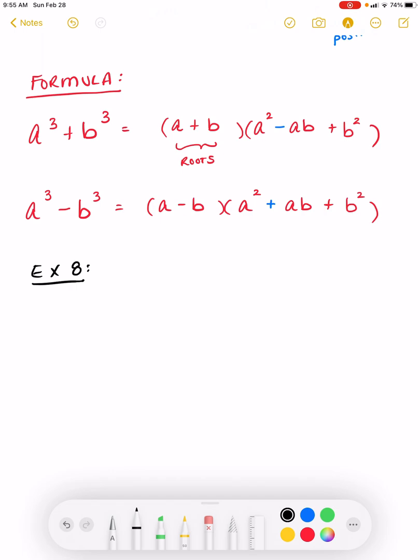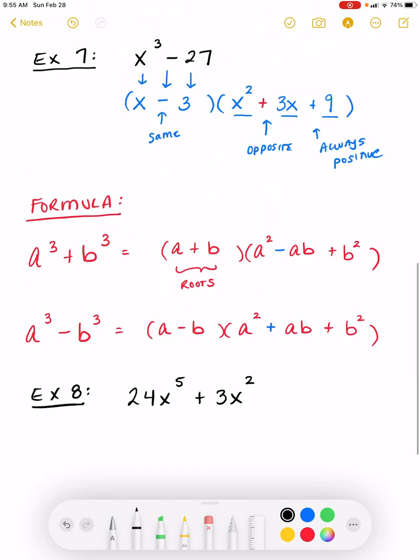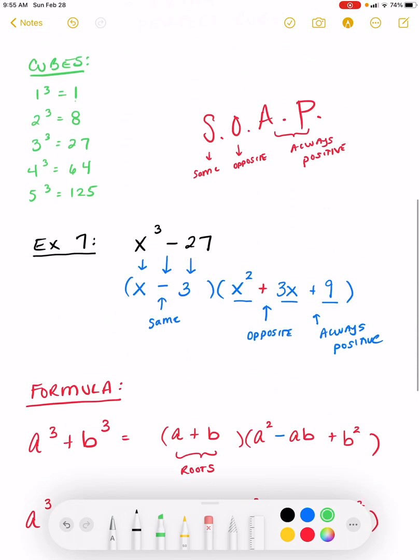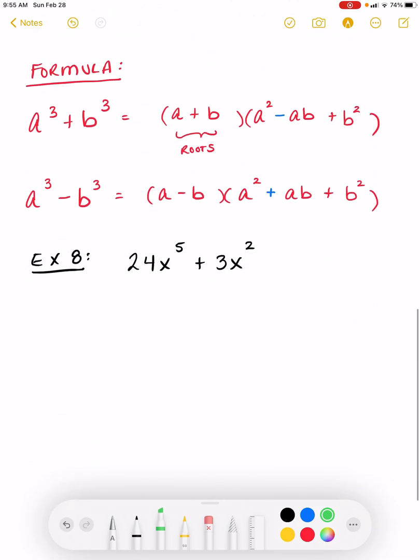Example 8 is going to be 24x to the 5th plus 3x squared, okay? So when I first look at this, I don't see the x cubes, I don't see my perfect cubes of 1, 8, 27. But what I do notice is maybe we need to take out a GCF first, okay?